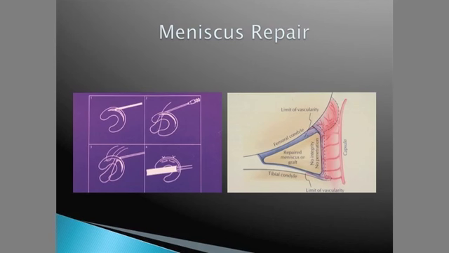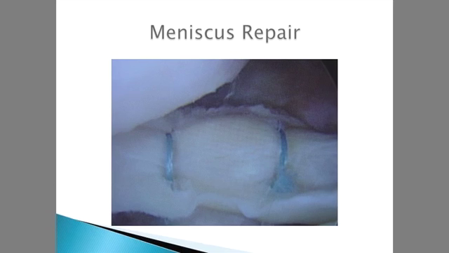Tears that are more in this white zone, where there's not good blood supply, are not amenable to this. And if you repair one of these and do a good job, the chances of them healing is usually about 80%. And this is just a slide of how that's done, and it's all done arthroscopically.